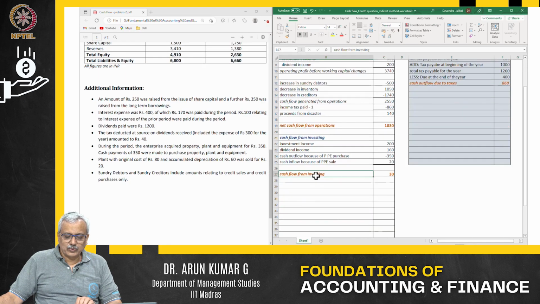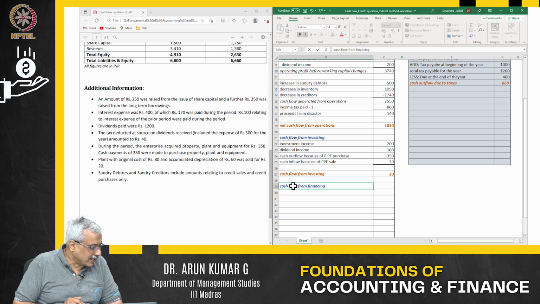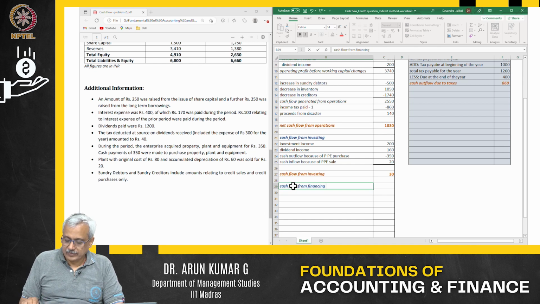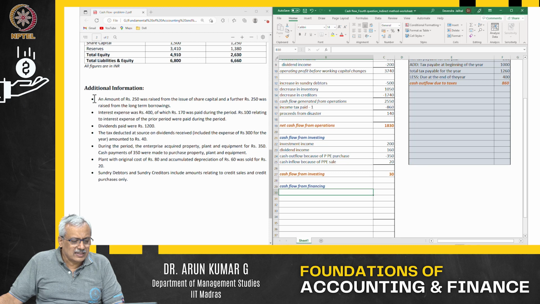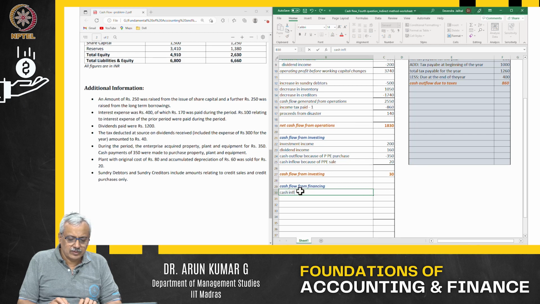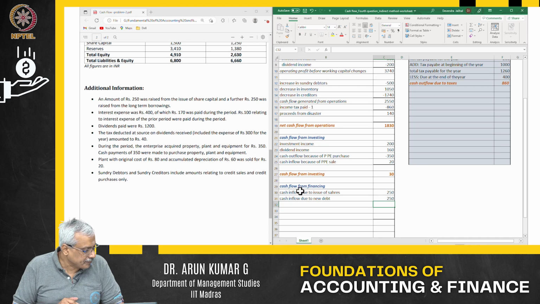Next, I move on to cash flow from financing. For cash flow from financing activities out there, there are shares issued, there is a debt borrowing. So, let us take both. Cash inflow due to issue of shares is $250. Cash inflow due to new debt is again $250 out there.